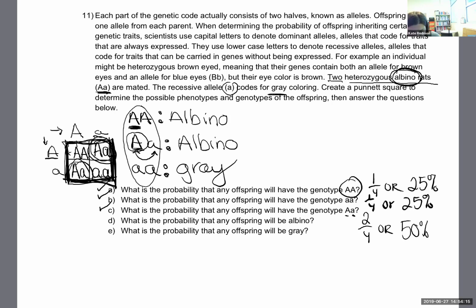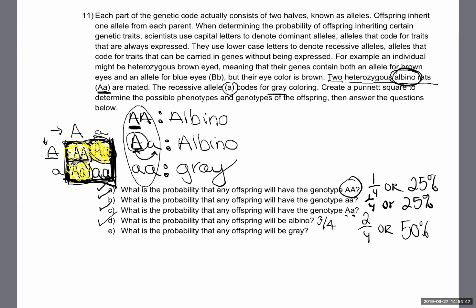But now let's look at albino or gray. So what is the probability that any offspring will be albino? Well, if their genes only code for albino, they'll be albino. So this first guy would be an albino. And if they have both albino and gray, the big letter is going to win. So this guy will end up albino as well, and so will this guy. So we end up with 3 out of 4 being actual albino rats.